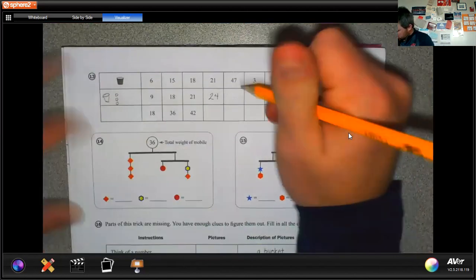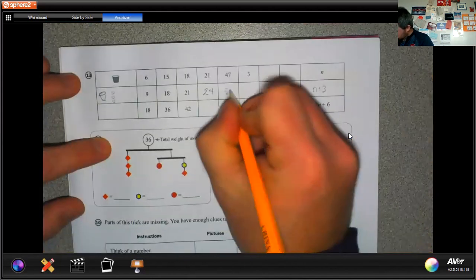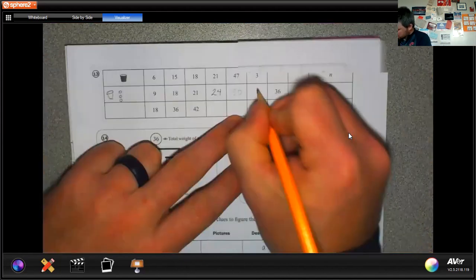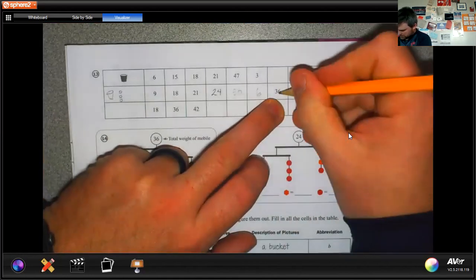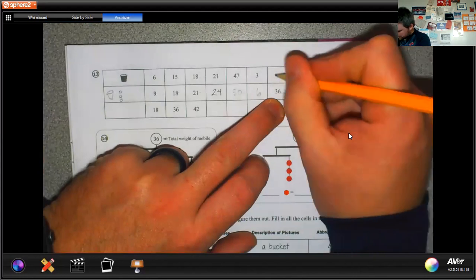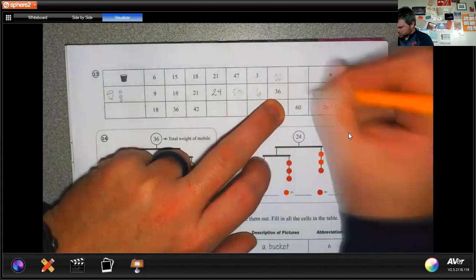Okay, so 47 plus 3 is 50. 3 plus 3 is 6. Now, going the other way, you got to subtract. So 36 minus 3 is 33. And then we're not sure here yet.